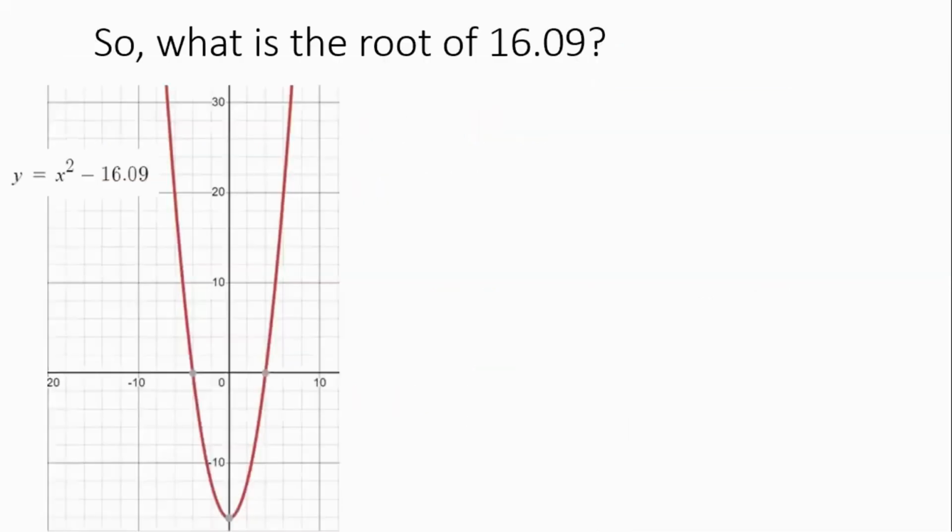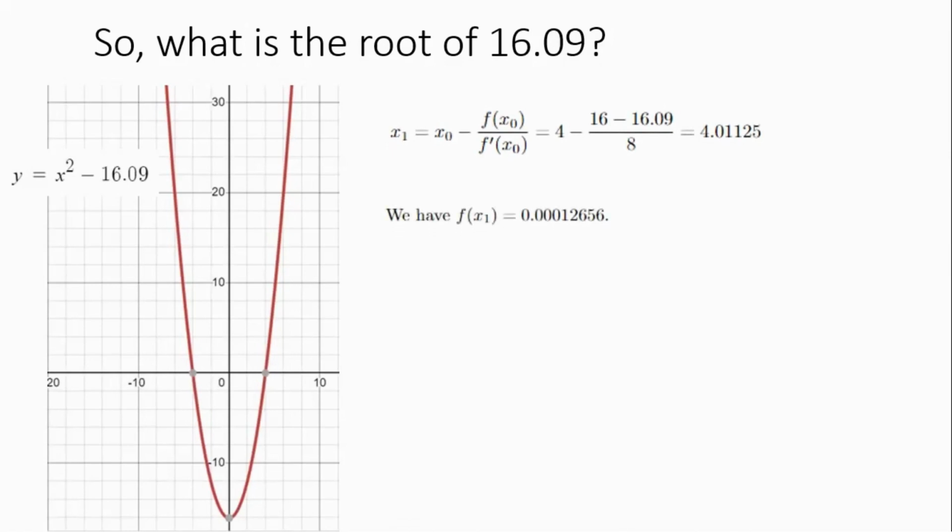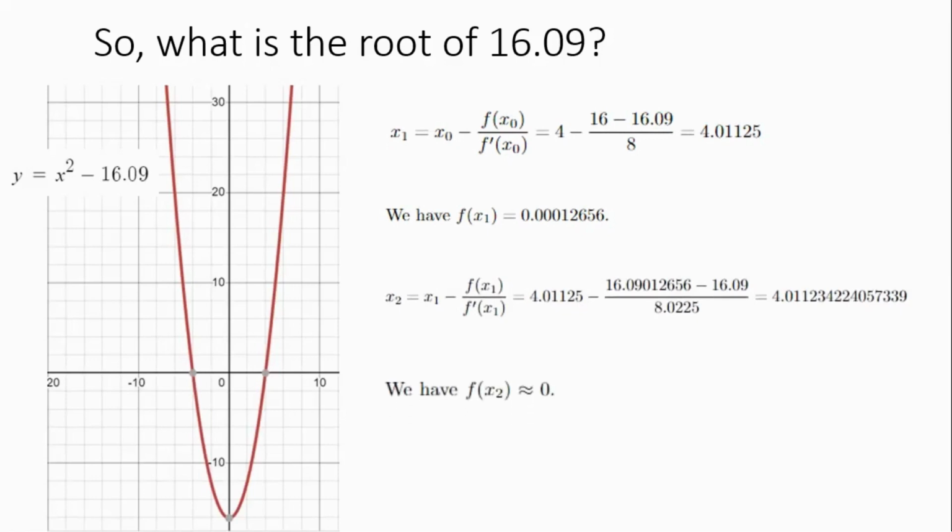Let's see. Can we apply this method to find the square root of 16.09? We already know that the square root of 16 is 4, so it's reasonable to set our initial guess x0 equal to 4. Applying the formula, we can compute the next guess, x1, equal to 4.01125. Note that we want to find x so that f(x) equals 0. Let's compute f(x1). It's near 0, but we are greedy, so we compute x2 using the same formula. Now, f(x2) is so close to 0 that we accept this result as the solution for the square root of 16.09.